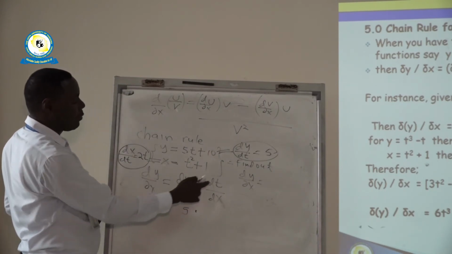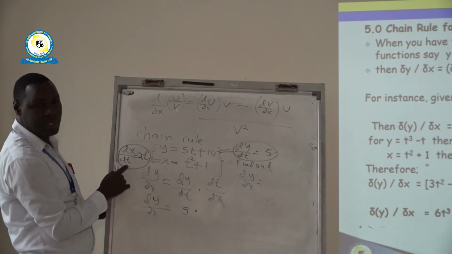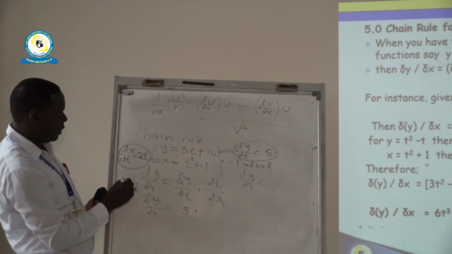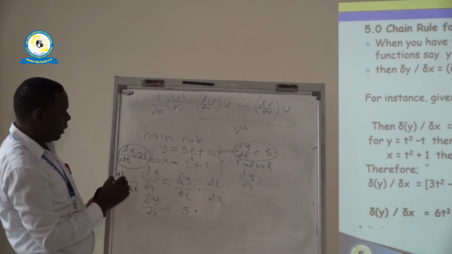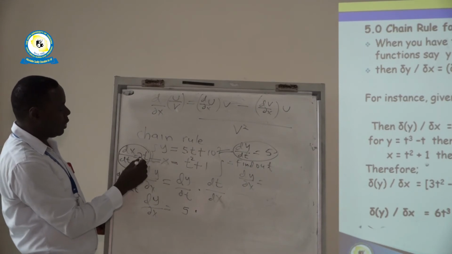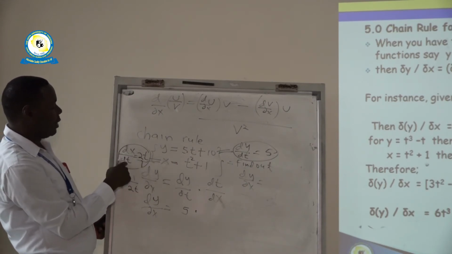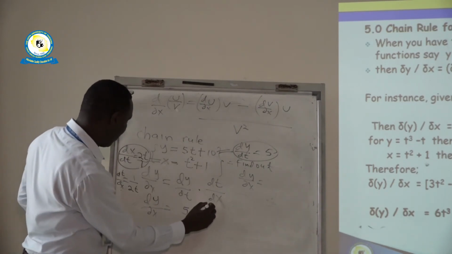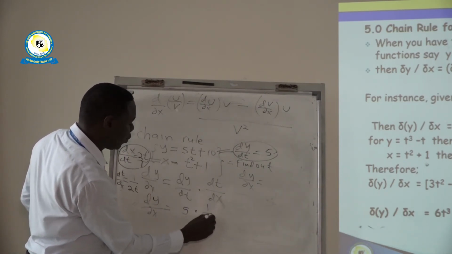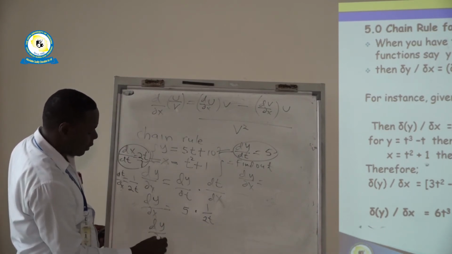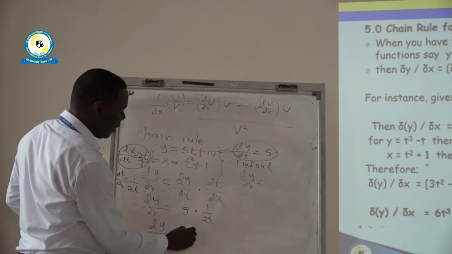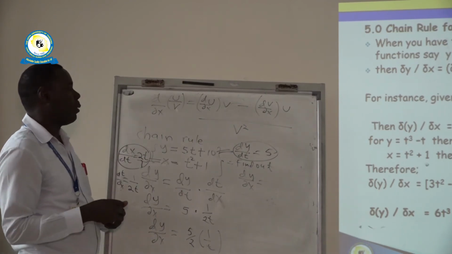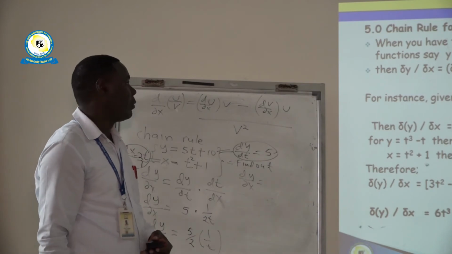But now we have dt/dx, while here we have dx/dt. So to have dt/dx, it has to be 1 over 2t. This becomes dt/dx, the inverse of it, because dx/dt is 2t over 1. If you want to get dt/dx, it means you take the inverse of it. You multiply now with 1 over 2t. So your dy/dx will become 5 over 2 multiplied with 1 over t. This is dy/dx by the help of the chain rule.